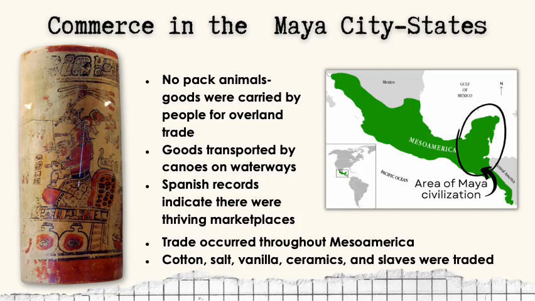In cities, there is little concrete evidence of marketplaces. Most of our current knowledge about local commerce within Maya city-states comes from Spanish records, which are from the later periods of Maya civilization. Some items that were traded included cotton for textiles, salt, vanilla, maize, and other food items, ceramics, and in the post-classic period, slaves were traded as well. So pictured here, we have a painted ceramic vase from the city of Sacul in Guatemala.